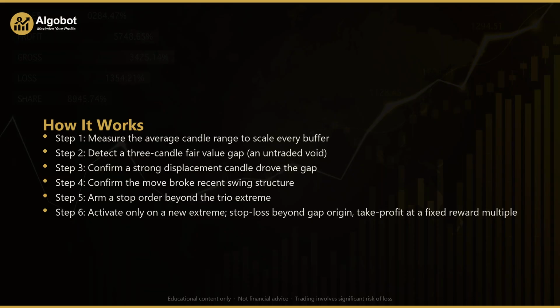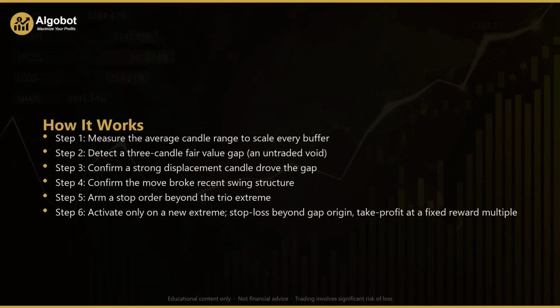For a bullish setup, the high of the oldest candle must sit below the low of the newest candle. That non-overlap is the void. For a bearish setup, it's the mirror image. The low of the oldest candle must sit above the high of the newest candle.